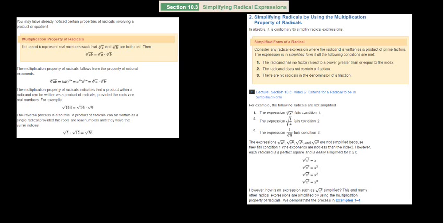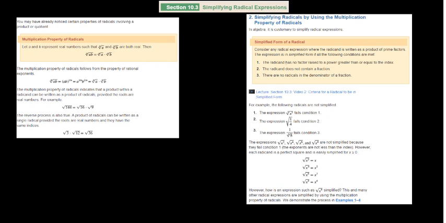The expression is in simplified form if all the following conditions are met. The radicand has no factors raised to a power greater than or equal to the index. So let's actually just do this. Oh, here we go. They're down here. Okay, so this is condition 1. It says the radicand, again the number inside the radical, has no factor raised to a power greater than or equal to the index.